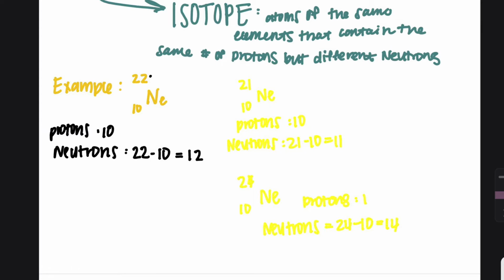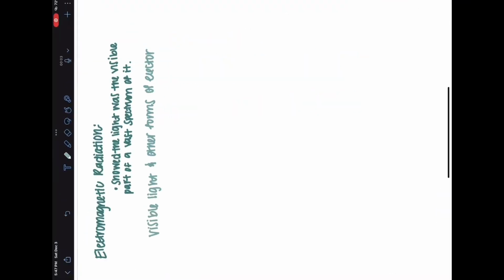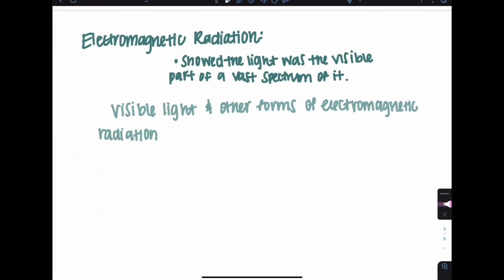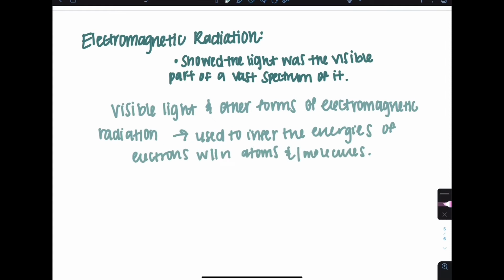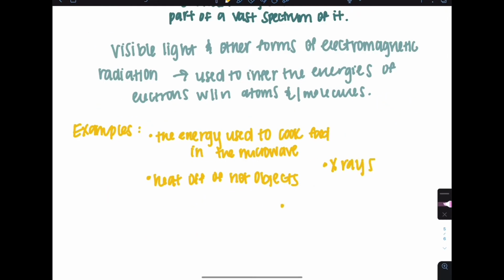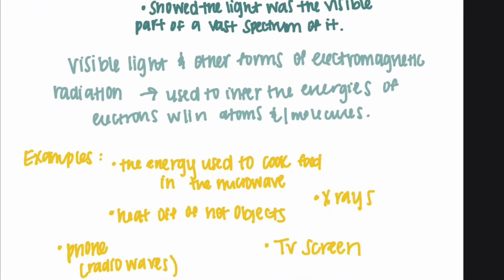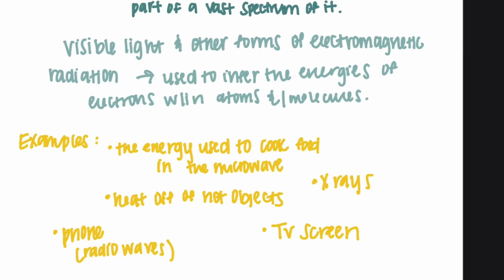Next, we're going to talk about electromagnetic radiation, which just means that visible light is only a part of a vast spectrum of it all. Visible light and other forms of electromagnetic radiation are used to infer the energies of electrons within an atom or molecule. Some examples of these are the energy used to cook the food in your microwave, the heat of a hot object, which is just a red object, X-rays, the radiation coming off the TV, and the radio waves from your phone while you talk on the phone or as you're texting.